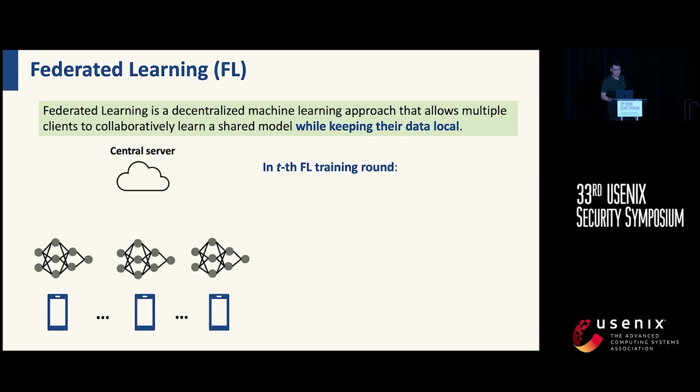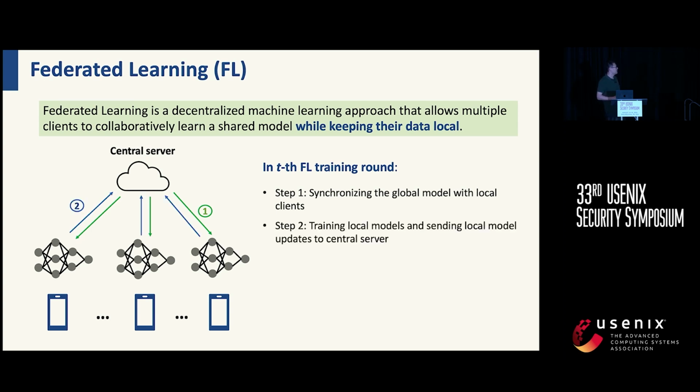In a typical federated learning algorithm, we have a central server together with multiple distributed clients, each with their local data. In each training round, the server first synchronizes a global model with the local clients. Then each local client trains the local model using their data, and returns the trained model to the central server, where the models are aggregated and updated.